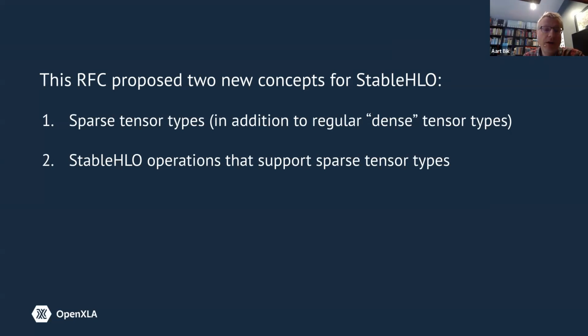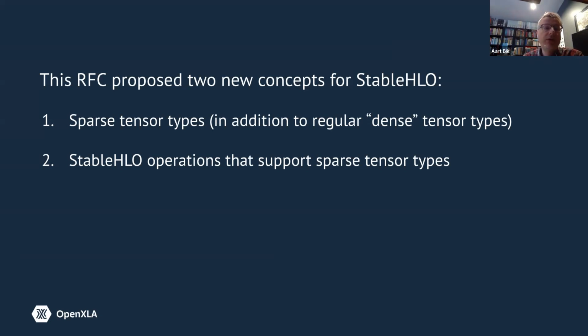And we also want to define what StableHLO operations can actually support those sparse tensor types. And we have a little bit of ideas. There's a whole spectrum of possibilities there that I'll sketch in two slides. But the two concepts are centralized around sparse tensor types and operations that can handle those sparse tensor types.